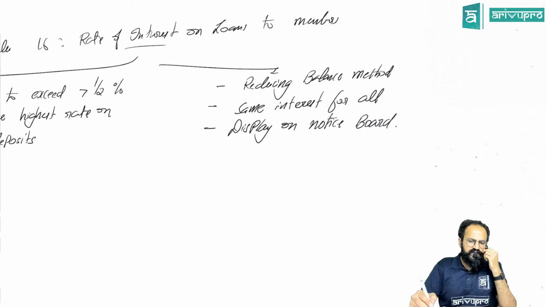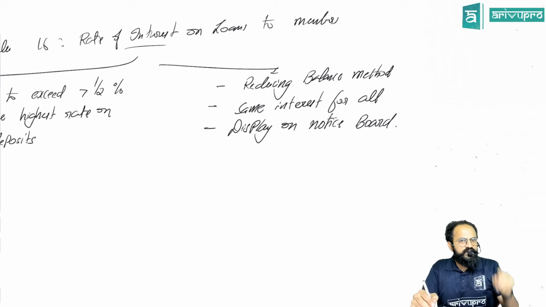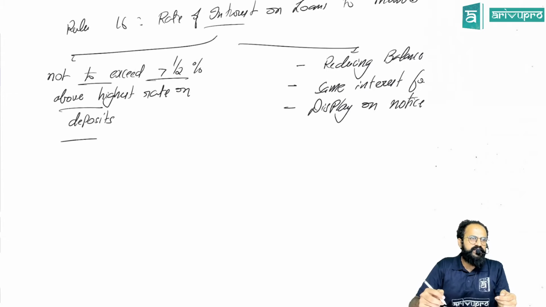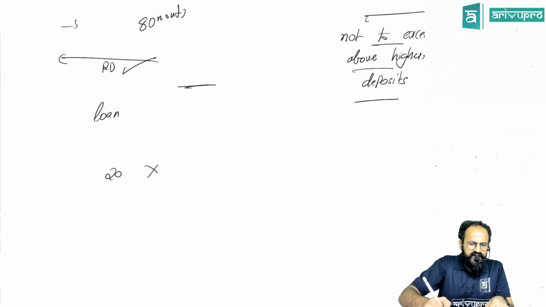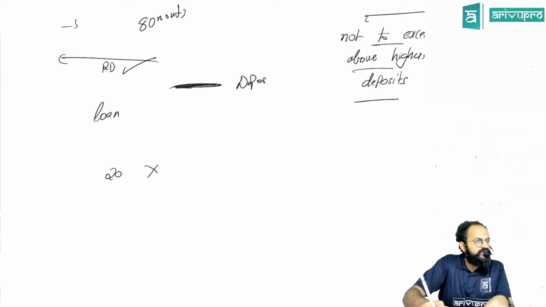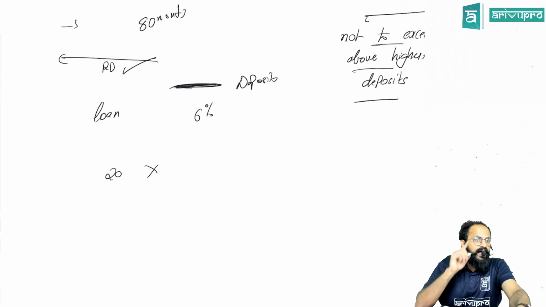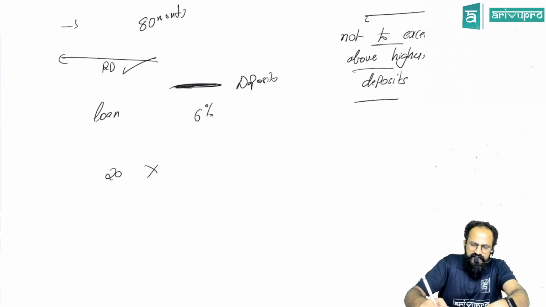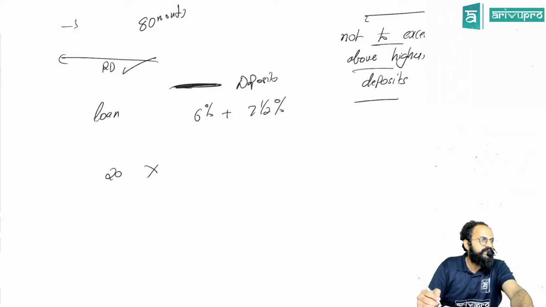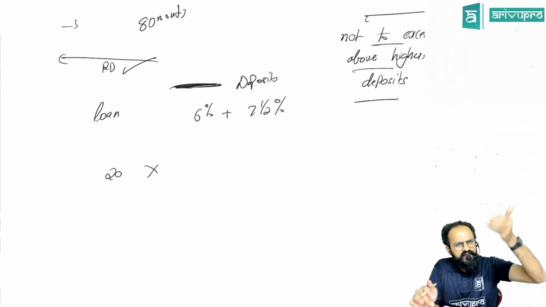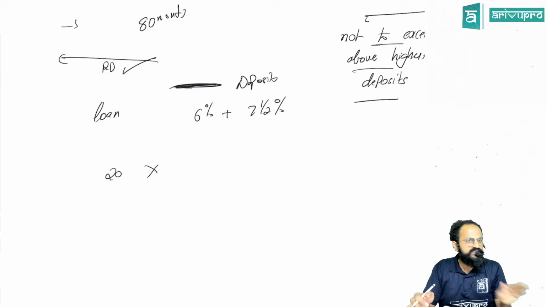Okay. Rule 16 says rate of interest on loans to members. Rate of interest on deposits we saw, how much you can pay. Now people, we are giving loans. What is the maximum rate of interest we can charge on these loans? Not to exceed 7.5% above the highest rate on deposits. What do you mean by that? Whatever is the maximum rate you are paying on deposits, you take all the deposits. Let us take, if a person is doing an FD with us, let us imagine we are paying him somewhere around 6%. The maximum a NIDHI can charge, if they are giving loans to people, is 7.5% on 6%. I am not telling they have to charge this as a minimum. That is the maximum slab. You cannot go beyond that. It can be anything between 6 to that plus 7.5%. Is this clear? This is the maximum rate.